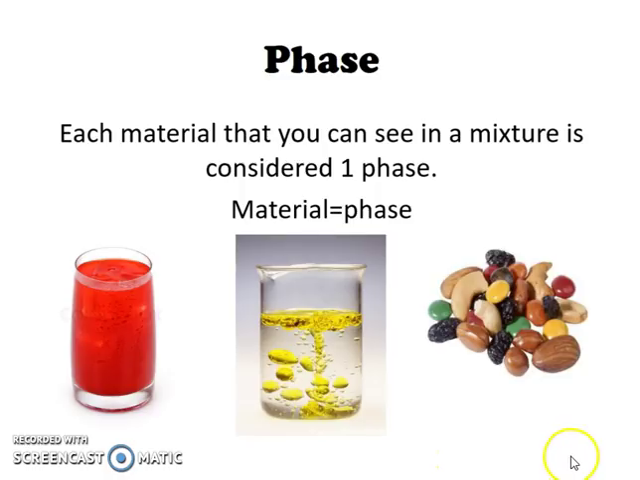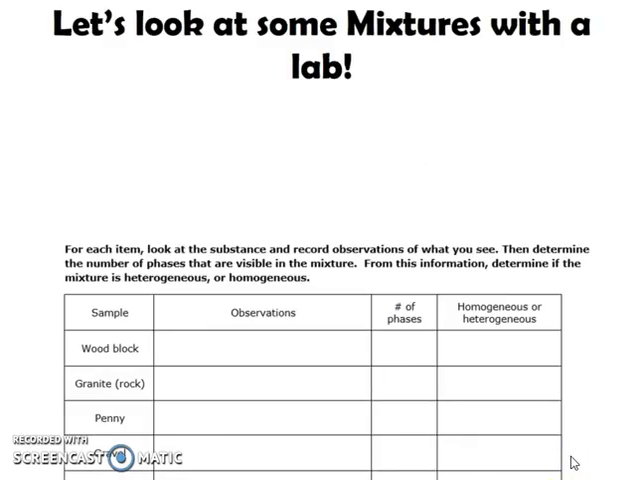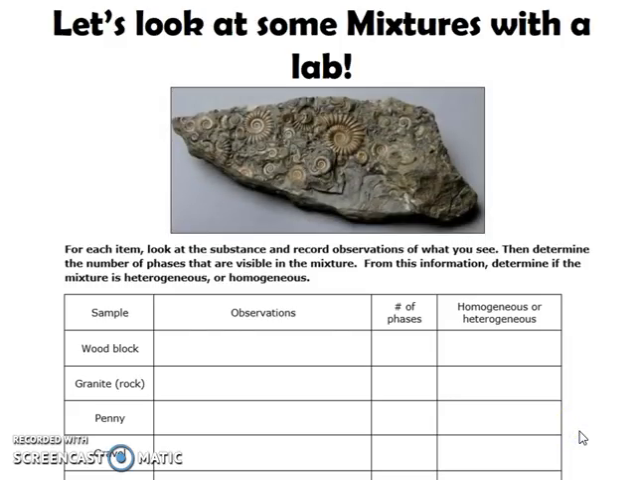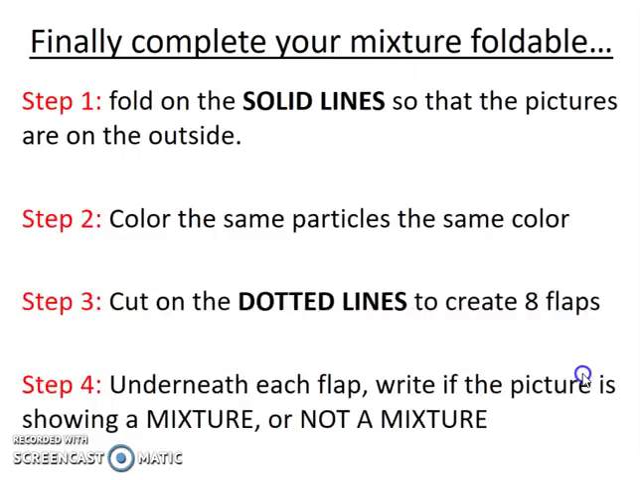So we're going to get a little bit of practice. We have a little mixtures lab. You're going to have to go find the teacher, and I will give you a bunch of different examples of either homogeneous or heterogeneous mixtures. For each one of those, you're going to write down your observations. So for the wood block, you'll tell me what you see. You'll say if it's 1, 2, 3, 4, 5 phases, and then you'll identify whether it's a homogeneous or heterogeneous mixture. After that, be sure to show the teacher, and then finally you can complete your mixtures foldable.